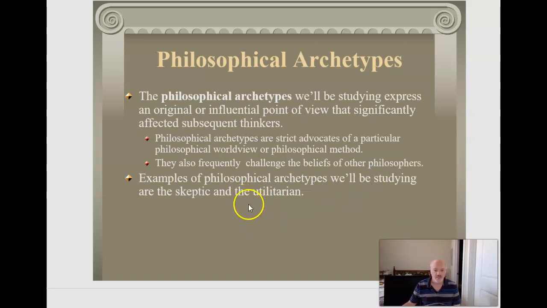So, a couple of examples. We have skeptical philosophers. They generally will say similar things, but they also have their own uniqueness. And we will learn later of utilitarian philosophers, particularly a famous one named John Stuart Mill.